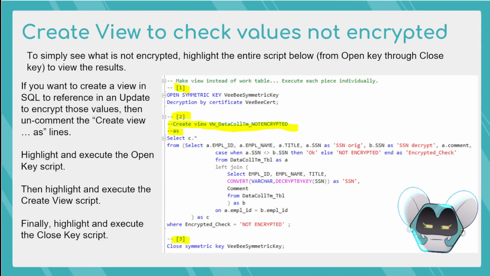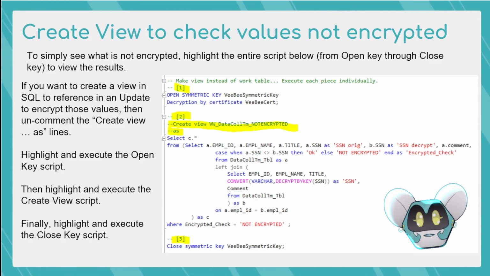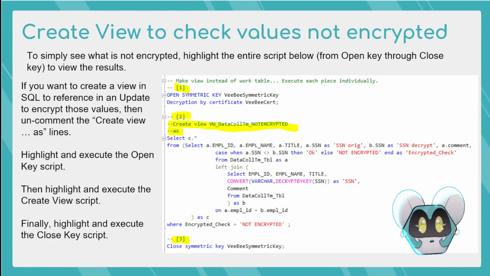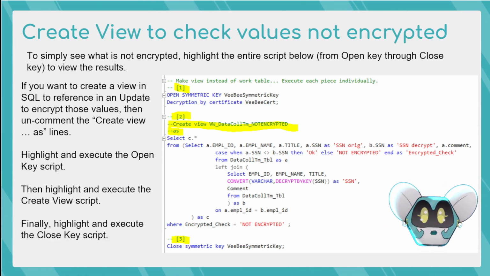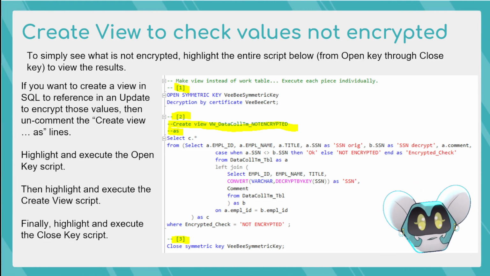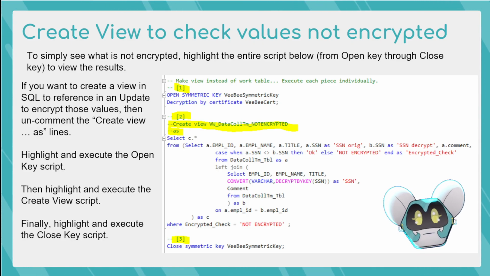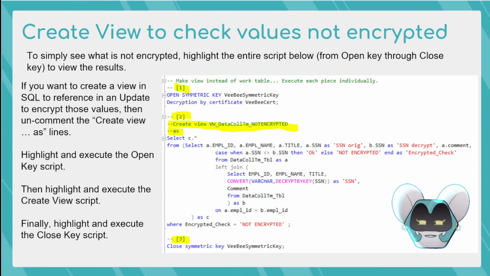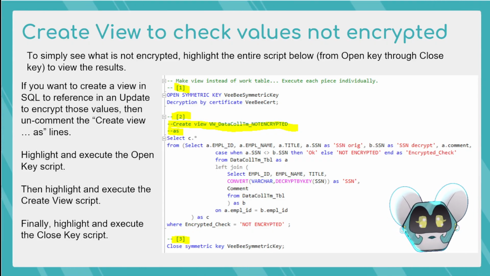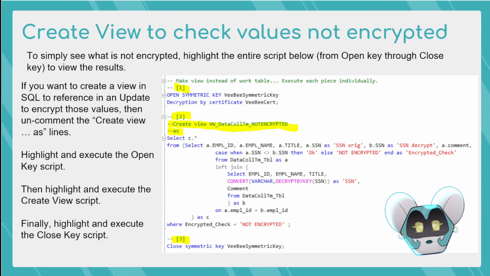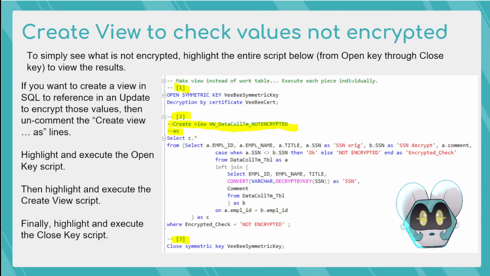But what if you think that some data was inserted into the table later on and it was not encrypted? Is there an easier way to see which rows are not encrypted, so you can do an update later on to make them encrypted? So you can make a view for this, but you do need to make it in multiple parts. On previous slides, you saw where we opened the key, we did our select or update, and then we closed the key. In those previous slides, you would have highlighted everything from open symmetric key all the way through to close and executed all at once.